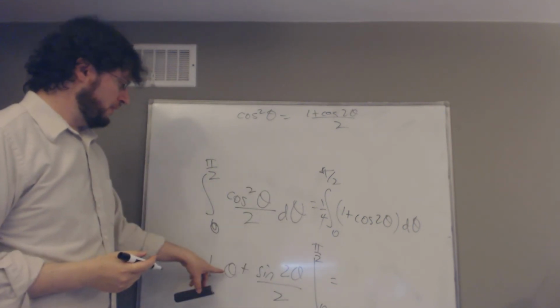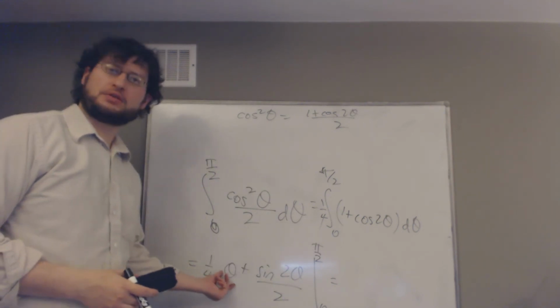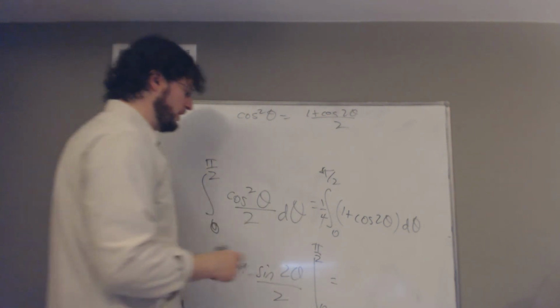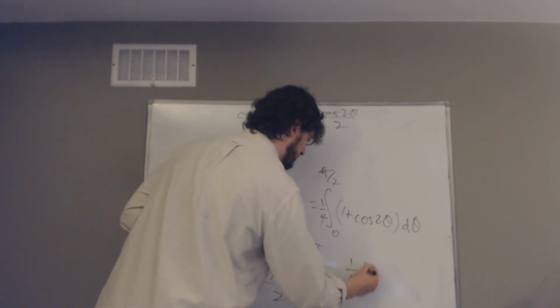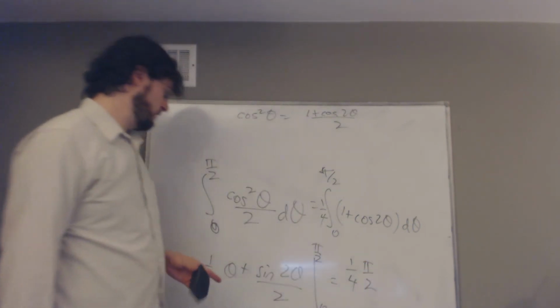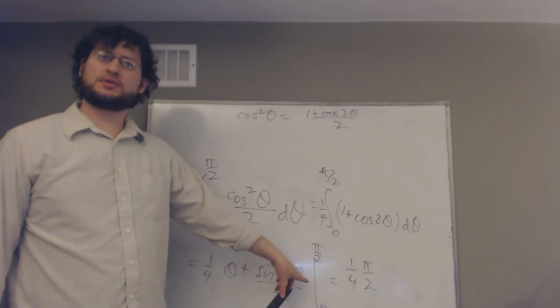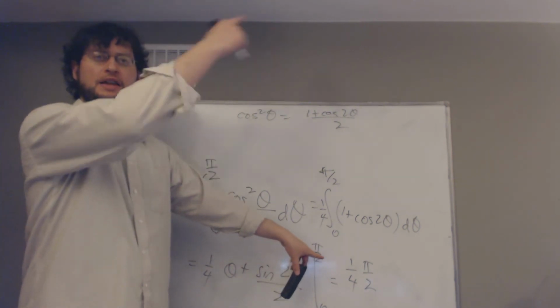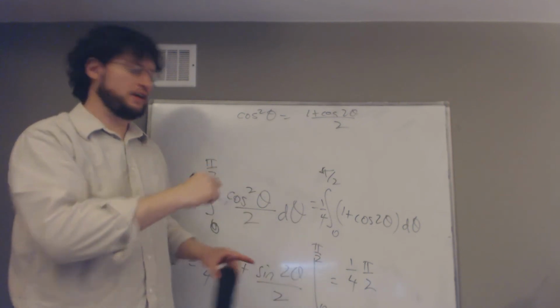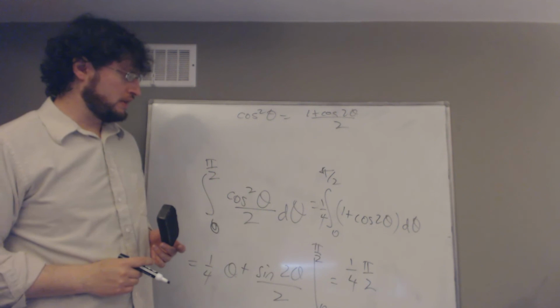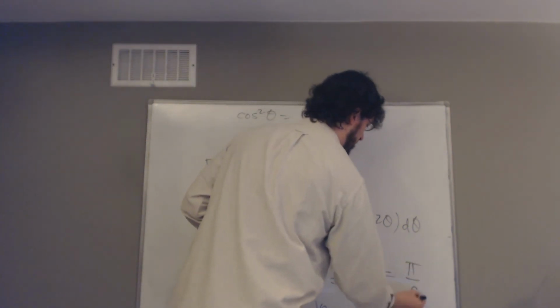When I plug 0 in, I'm going to get a 0 here and a 0 here, so everything is just 0. When I plug pi over 2 in, I get 1/4 times pi over 2. Sine of 2 times pi over 2 is sine of pi. Sine of pi is halfway around the circle. Sine is y value, so that's actually 0. So this is what I get. I get pi over 2 times 1/4, which is pi over 8.